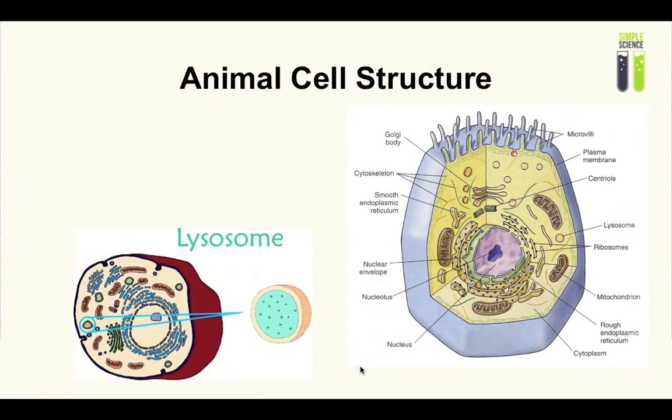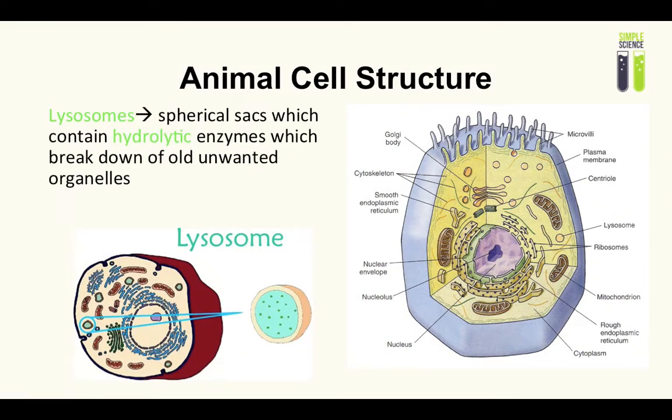Next, let's check out lysosomes, which are basically spherical sacs with no internal structure, and they contain hydrolytic or digestive enzymes which are responsible for the breakdown of old and unwanted organelles. And why is it contained in these sacs? It's because you don't want the entire cell to be digested, so it's contained in these protective sacs, and they're only used where they need to be.